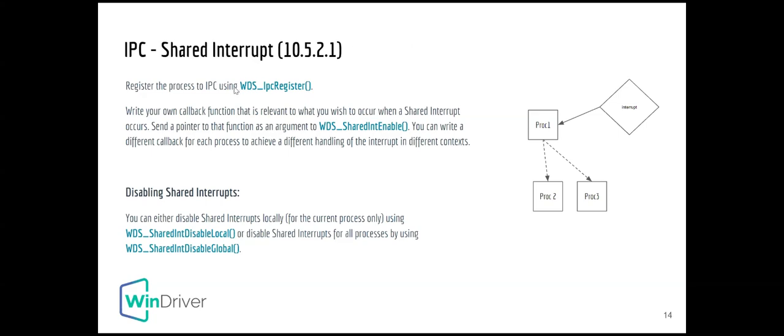So we talked about the IPC register, and then what we need to do is send a pointer to that function as an argument to WDS shared int enable. After we've done that, we need to disable the shared interrupt, and this is done using these two functions. Let's see a demo.